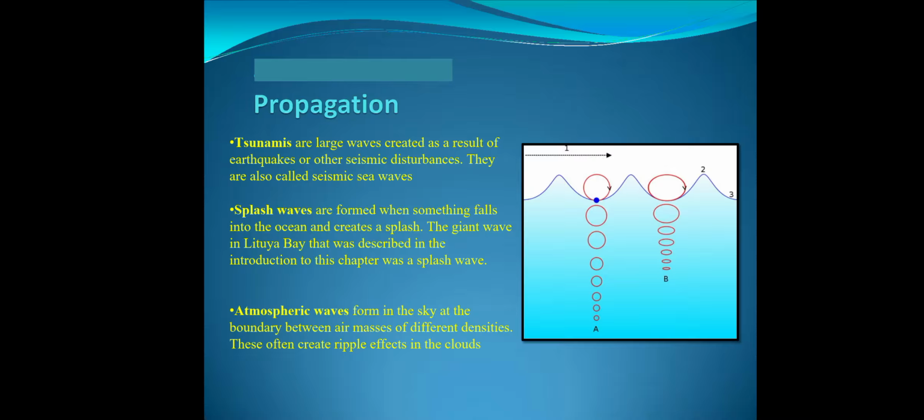And what are atmospheric waves? Atmospheric waves form in the sky at the boundary between air masses of different densities. These often create ripple effects in the clouds. So we will not now consider the atmospheric waves, we will only consider the ocean waves.